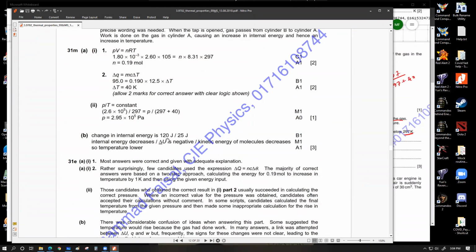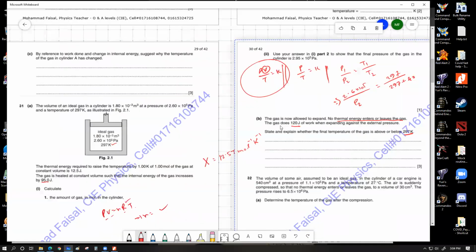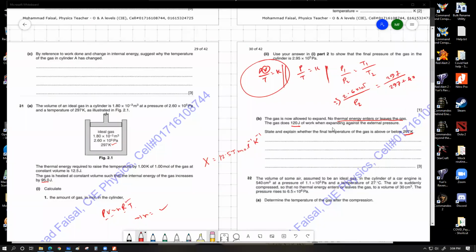Change in internal energy is 120 joule, or some students can consider it to be 25 joule as well, but the total change of energy is actually a decrease. The reason they're accepting both of these numbers is that the question says the gas is now allowed to expand, no thermal energy enters or leaves the gas, and the gas does 120 joule of work when expanding against the external pressure. So for this question, 120 joule of energy was leaving the system, and earlier in this question we said that 95 joule of energy was fed into the system.